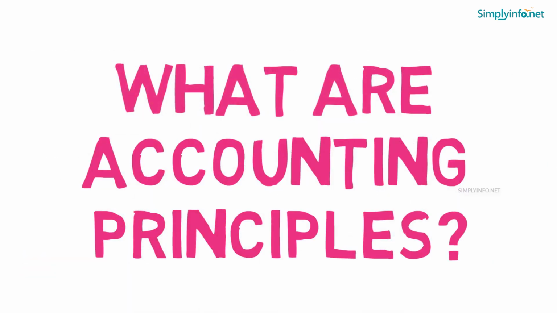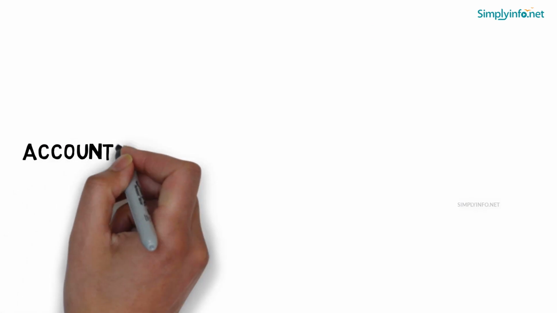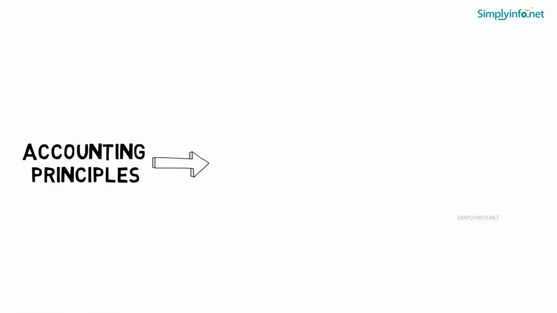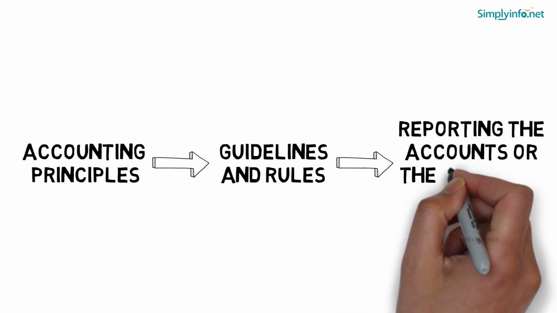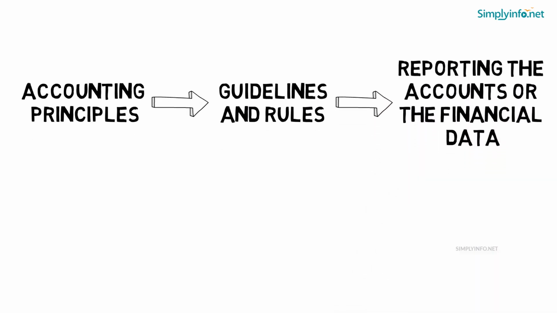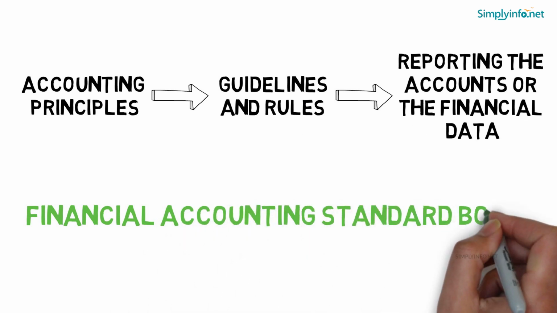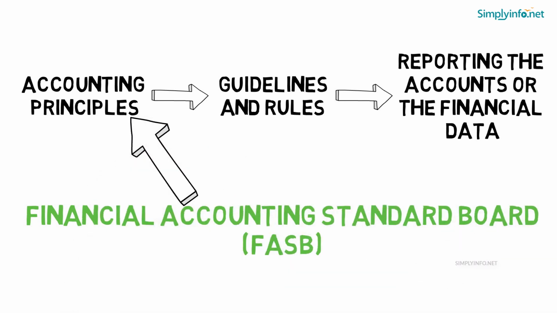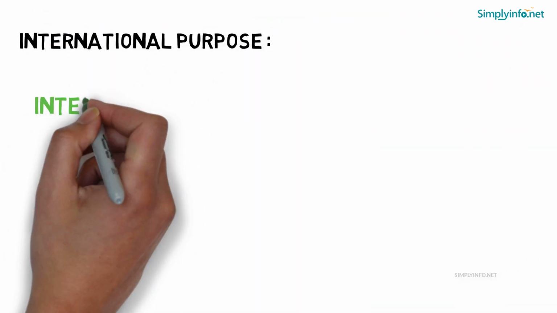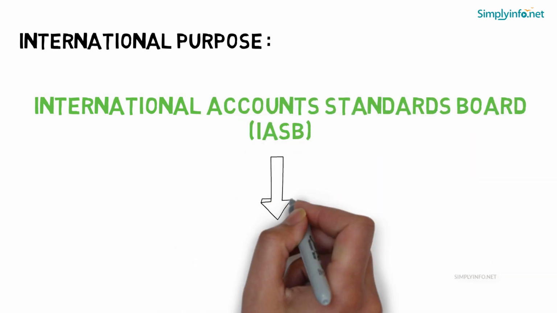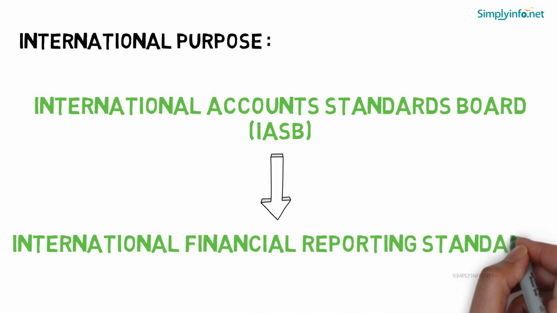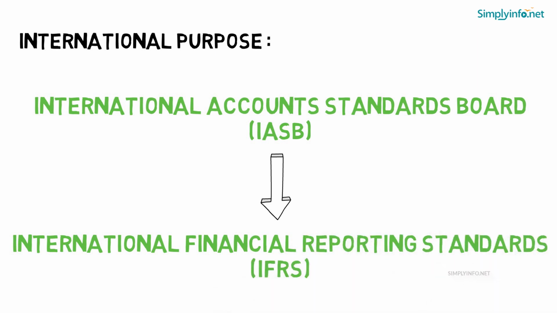What are accounting principles? Accounting principles are the guidelines and rules that should be followed while reporting the accounts or the financial data. The Financial Accounting Standard Board, that is FASB, issues a standardized set of accounting principles. For international purpose, the International Accounting Standards Board, that is IASB, issues International Financial Reporting Standards, that is IFRS.